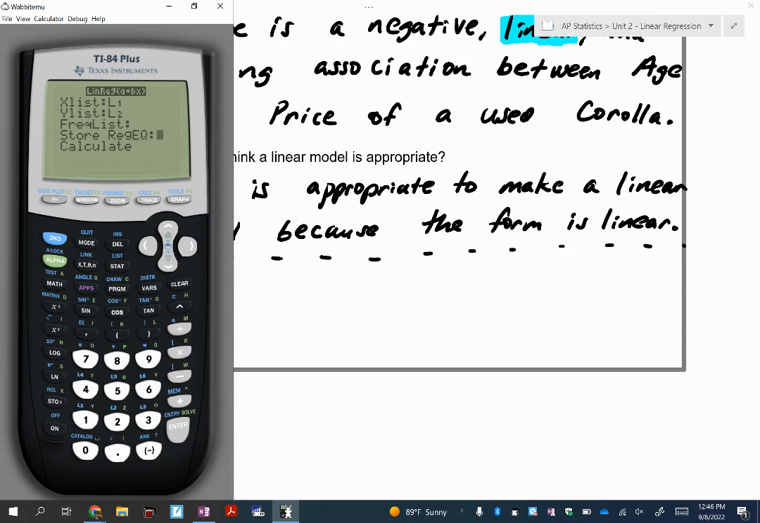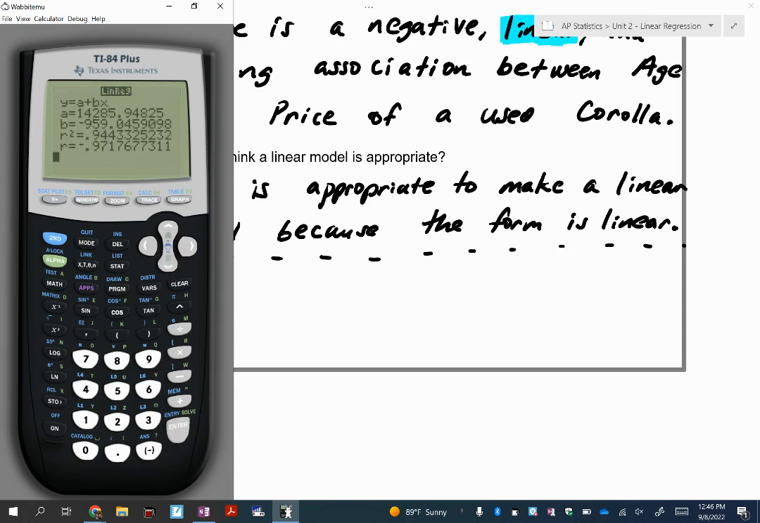Now this one is interesting. Store the regression equation. You don't have to do this. There are some questions later on that ask me to actually use the model that we're going to create to predict a price for a used Corolla, like a specific one. So I'm going to actually just show you the capabilities of this. You see where it says vars. If you click vars and go over to yvars and hit enter where it says function, I'm going to put it into my function y1. Okay? So I'm just telling the calculator, you're going to make this regression equation for me, and then I want you to put it into the equation for y1. Now I'm going to hit calculate.